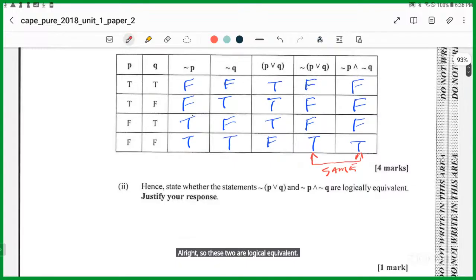It asks to state whether this one, which is this column, and this one, which is this column, are logically equivalent, and give a reason. The reason is that the truth values are the same. Right? The answer is yes. They are logically equivalent.